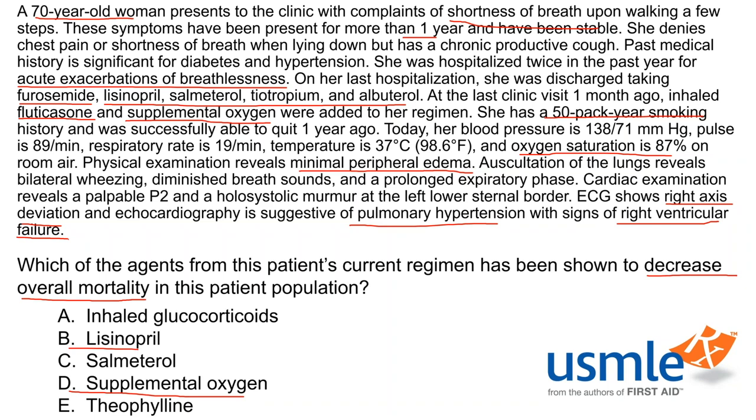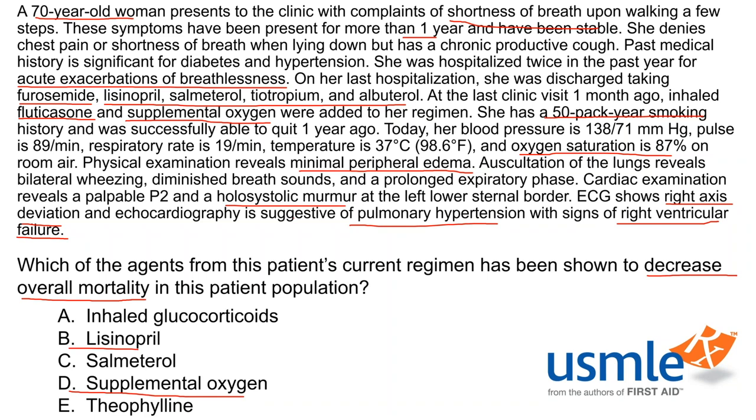But once again, that palpable P2 is secondary to your pulmonary hypertension. The murmur that we're hearing here is tricuspid regurge, which is also associated with her pulmonary hypertension, which is, again, all due to her lung disease. So those would actually both be marked for COPD again. The pulmonary hypertension, as well as the right ventricular failure, also marks for COPD.